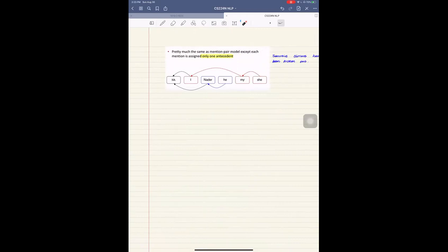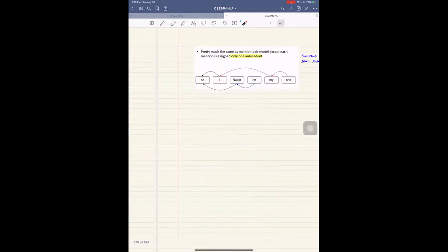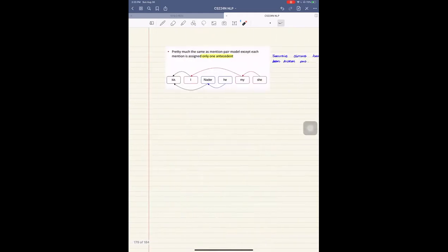So to summarize, the mention pair model is going to match one mention to multiple coreferences, no matter how many we have. But for the mention ranking model, all we care about is the one antecedent that has the highest score. So we only link that mention to one of those potential candidates.